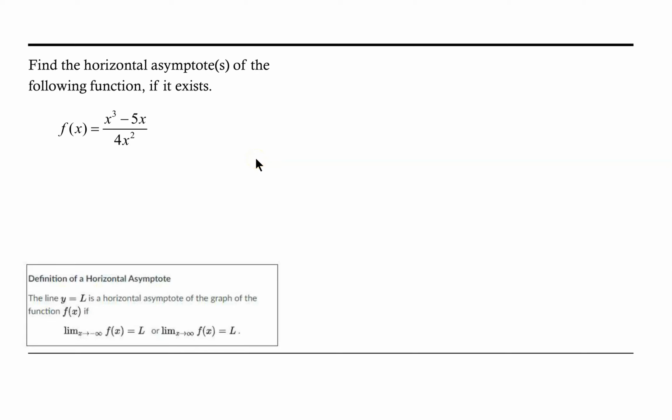Let's look at finding the horizontal asymptotes of the following function, if they exist. So our function f of x is x cubed minus 5x over 4x squared.